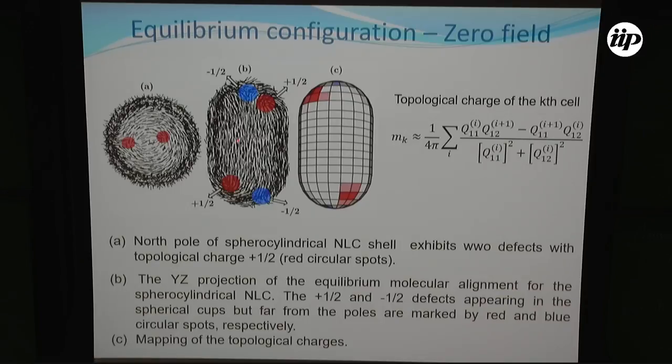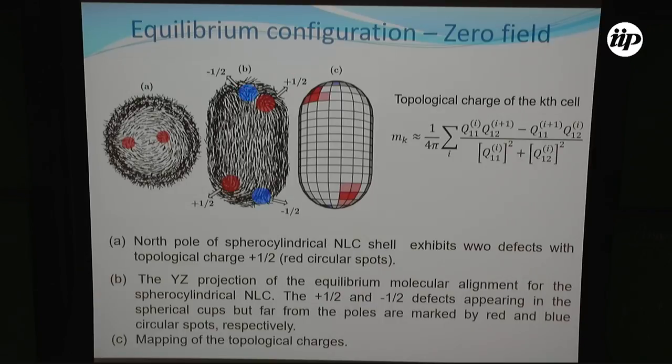If you see, these are the equilibrium configurations of the North Pole and the YZ projection. In the North Pole, we observed the emergence of 2 defects with a +1/2 charge. In this way, the North Pole has one topological charge +1, and the South Pole has the same topological charge +1. In this case, the spherocylindrical shell should have a plus 2 topological charge as expected by the Poincaré-Hopf theorem. But in this case, we observe the emergence of two defects around the change from the cylindrical part to the spherical part of the spherocylinder.